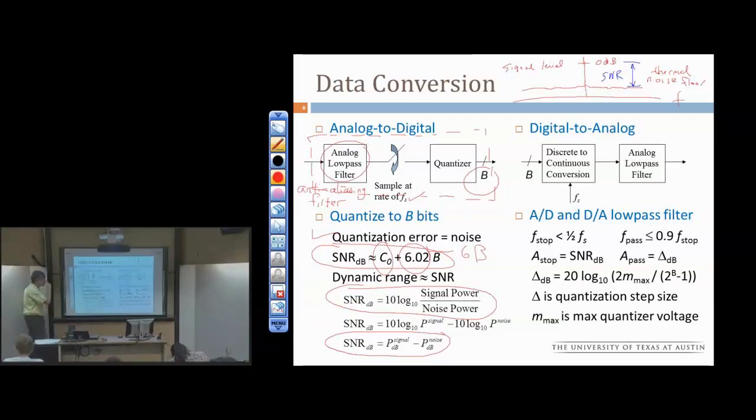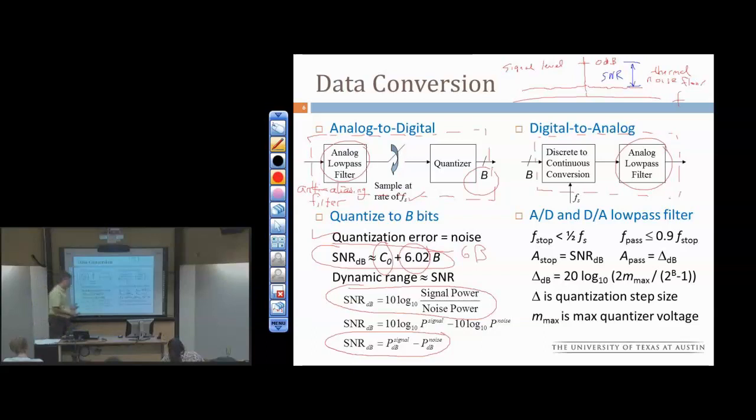Now on the dual of this, which is digital to analog conversion, and again, we talked about this in lecture 7, interpolation and pulse shaping, quite a bit. The first block is convert from discrete time to continuous time, and then through interpolation, and then we clean up artifacts by using an analog low-pass filter. But it turns out that this analog low-pass filter in the D to A converter has the same specification as the analog filter in the A to D converter. So you build one, you get the other one.